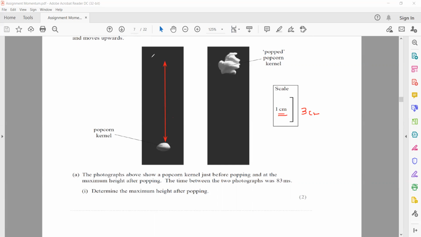So you have to use a ruler to work out this, or you can also use the equation of motion, in which s is equal to ut plus half at square, in which initial velocity is 0, so s is equal to 1 by 2 gt square. So we have the gravity, we have the time, so we can work out the distance which it moved. It will come out as 3.4 centimeter.